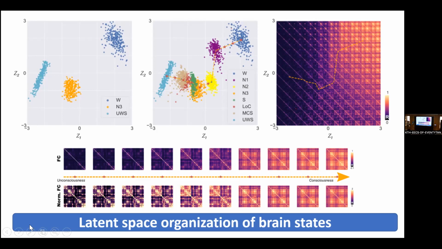In the lower part is a normalized version of these matrices that allows us to see how the level of integration changes. As you increase the level of consciousness, the matrix shows more integration, and in more unconscious states, the system is more segregated, something that is well known and also related to consciousness.